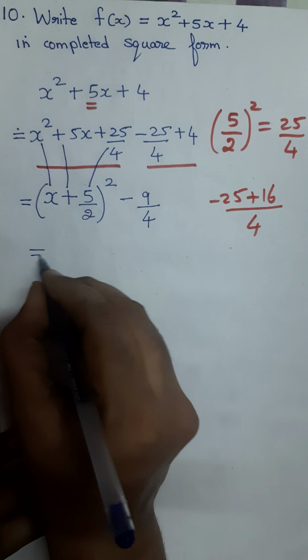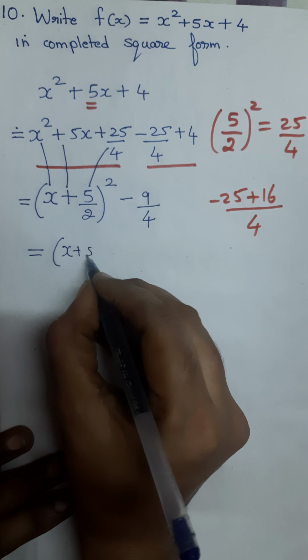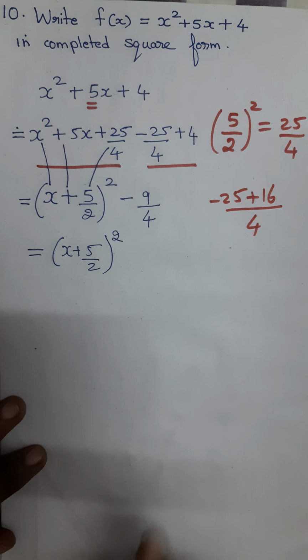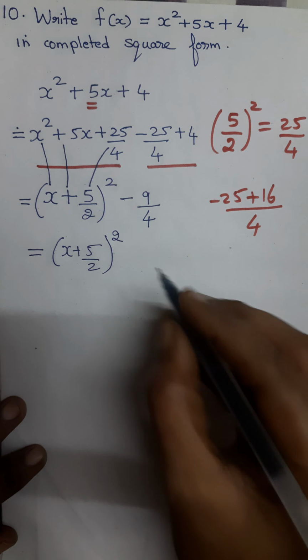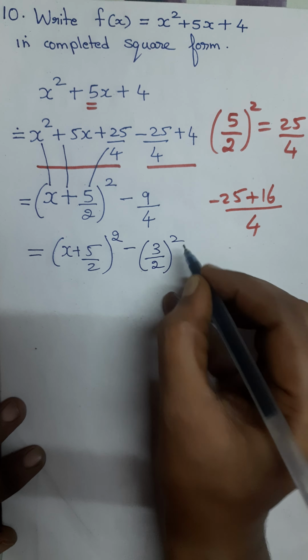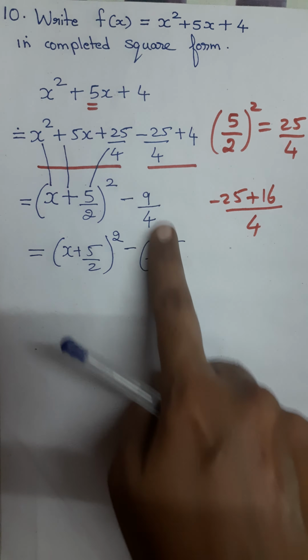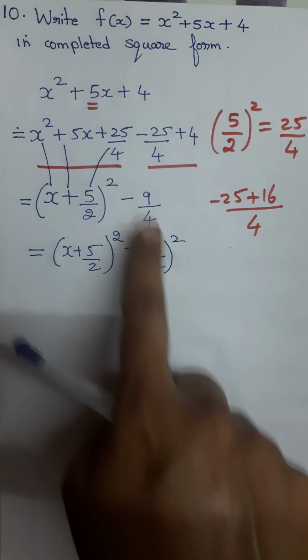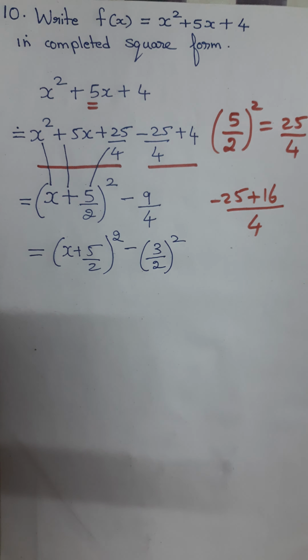Now in the next step, this term I have to write as it is, x plus 5 by 2 whole square. This 9 by 4, I can write it as 3 by 2 whole square. So 3 square is 9, 2 square is 4. So when we are able to write this, this is only called completed square form.